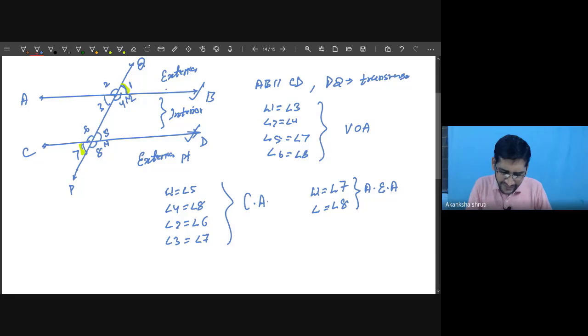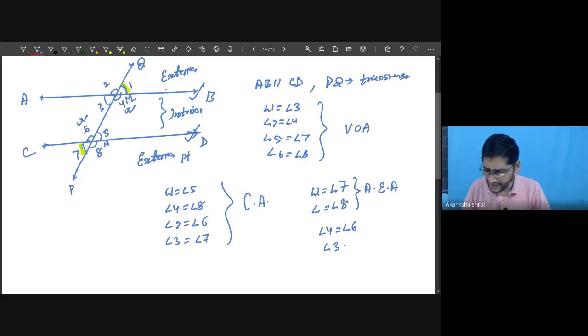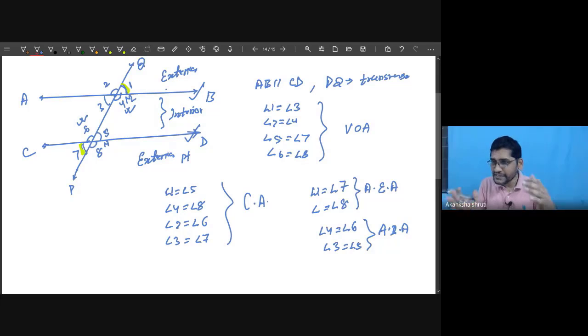Similarly, angle 4 is equal to angle 6. Angle 3 is equal to angle 5. These are also alternate angles, but they are alternate interior angles, between the lines. So these are the total 8 equalities that hold good for parallel lines. But in addition to this, there is some other important thing.